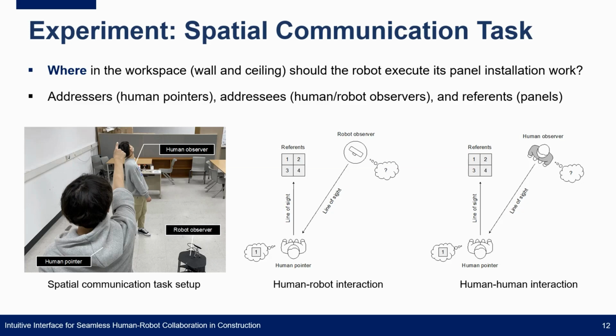Now, we also wanted to compare how well humans and robots performed in these tests. So we wanted to compare how human observers perceive the pointing gestures of the human subjects compared to robot observers. This way, we could see how well both the robot and human observers were able to interpret spatial information which is conveyed through the human gestures in different conditions.